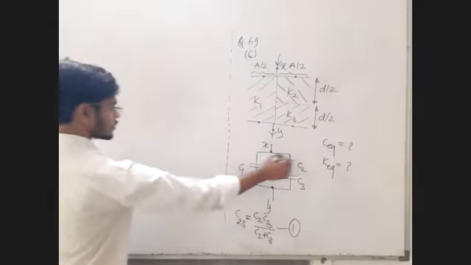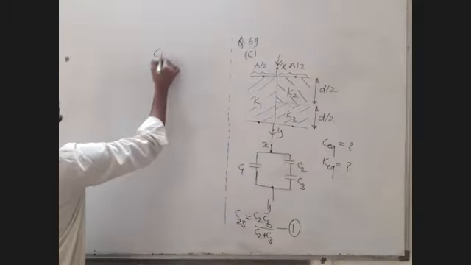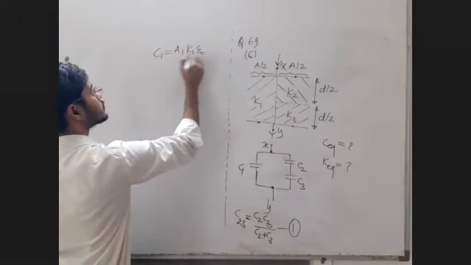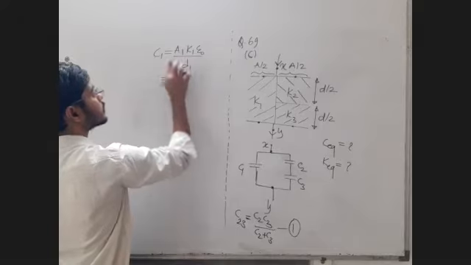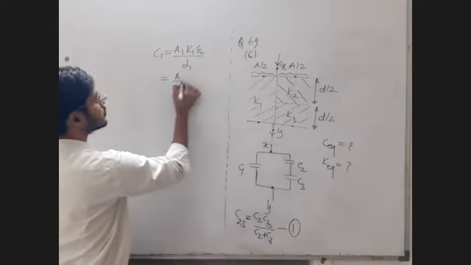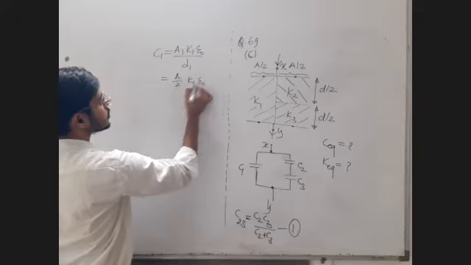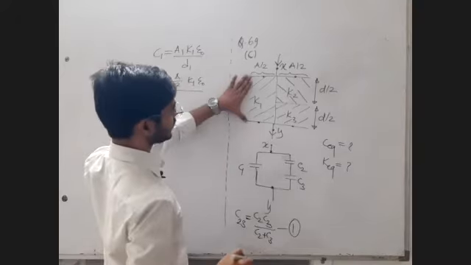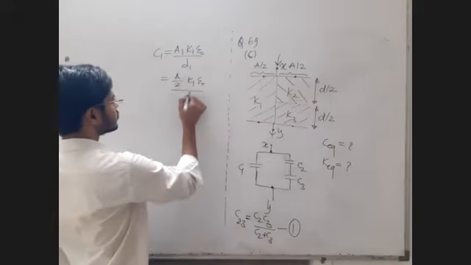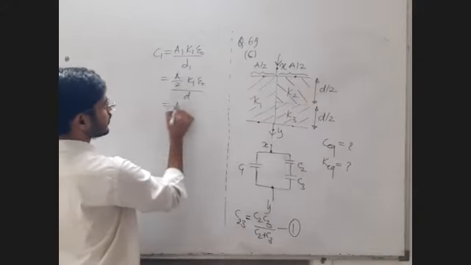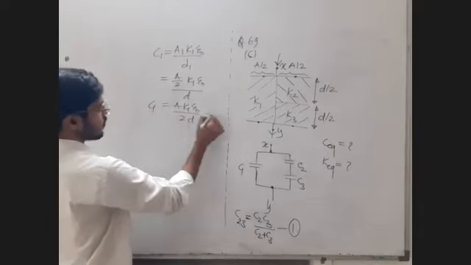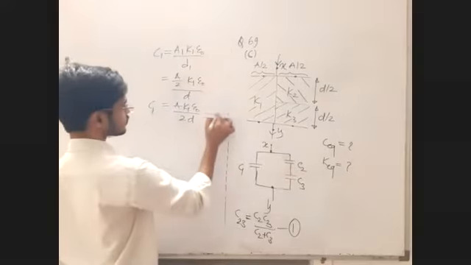And let us write first of all C1, C2 and C3 so that you can know that first. C1 is equal to A1 K1 epsilon 0 upon D1. A1, for K1 area, is A by 2. K1 is K1, epsilon 0 universally same. D1 is equal to D by 2 plus D by 2, which is D. So that is A K1 epsilon 0 upon 2D. That's my C1.